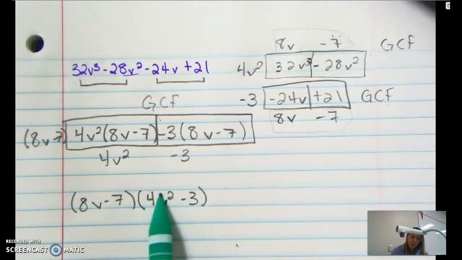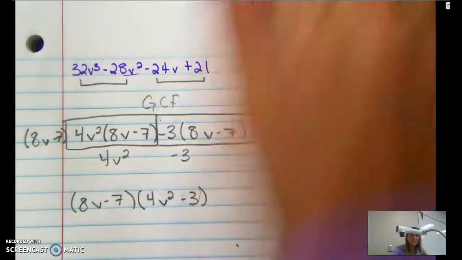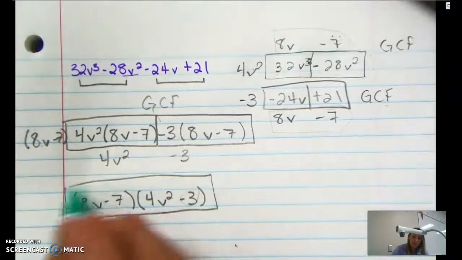And these are perfect squares. This is a minus sign, but this is not a perfect square. So we are finally done. So this is going to be our final answer.